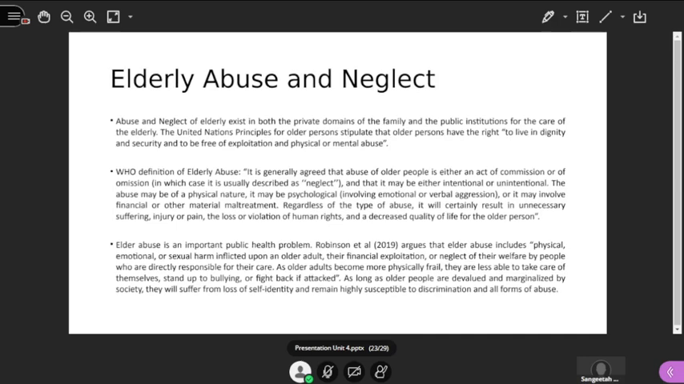This is very important, guys, elderly abuse and neglect, because it is not only in Mauritius, it has become a global issue. Lots of elderly people are being abused around the world. Abuse and neglect of the elderly exists in both the private domain of the family and public institutions for the care of the elderly. Give me an example of elderly abuse in the private domain of the family.